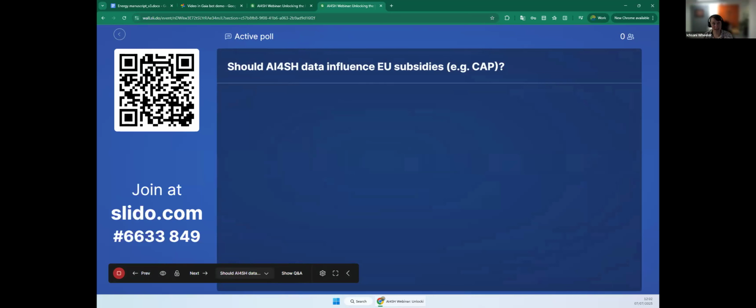All right. Should AI for soil health, so this data cube you've seen, influence EU subsidies?